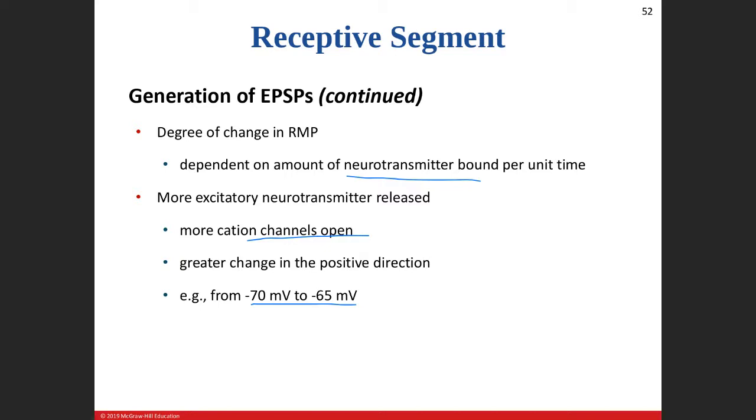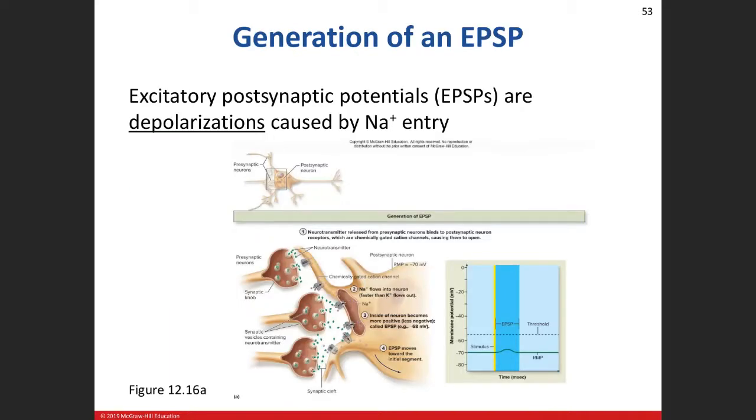Sometimes it might take a couple of neurons to stimulate that postsynaptic neuron to get it to generate an EPSP that's strong enough to reach that threshold value. That's what we're moving towards. Our goal is to get to that negative threshold value. So we talked about the EPSPs, the excitatory. Let's talk about the IPSP, the inhibitory.